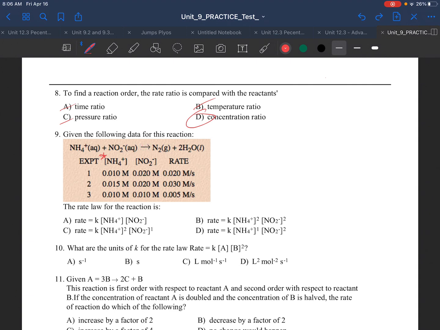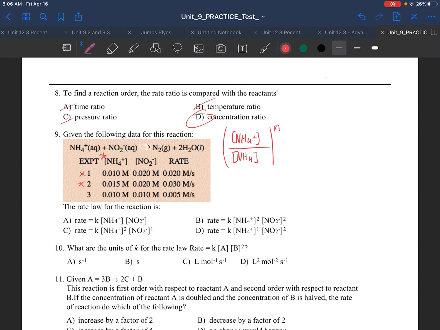So when I go to find the reaction order for this, I know that I'm going to put some sort of NH4+ concentration over another, so I'm going to have to pick two different trials. The key here when I pick trials is making sure that the concentration of the other compound stays the same. So I'm going to pick 1 and 2.